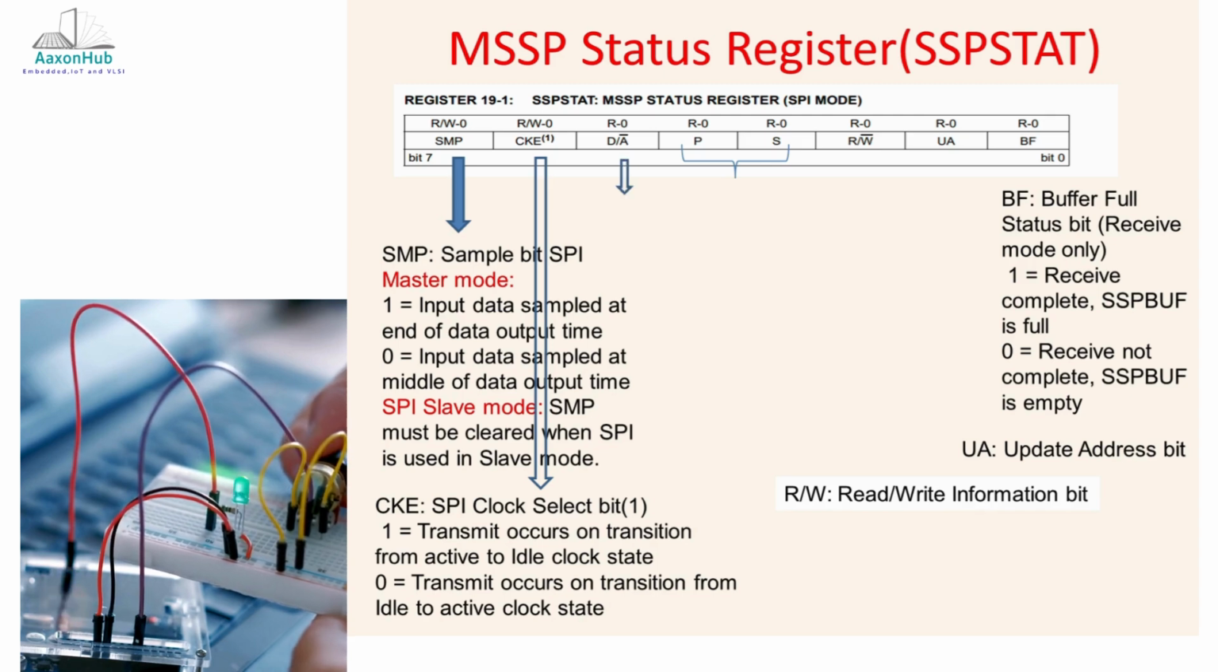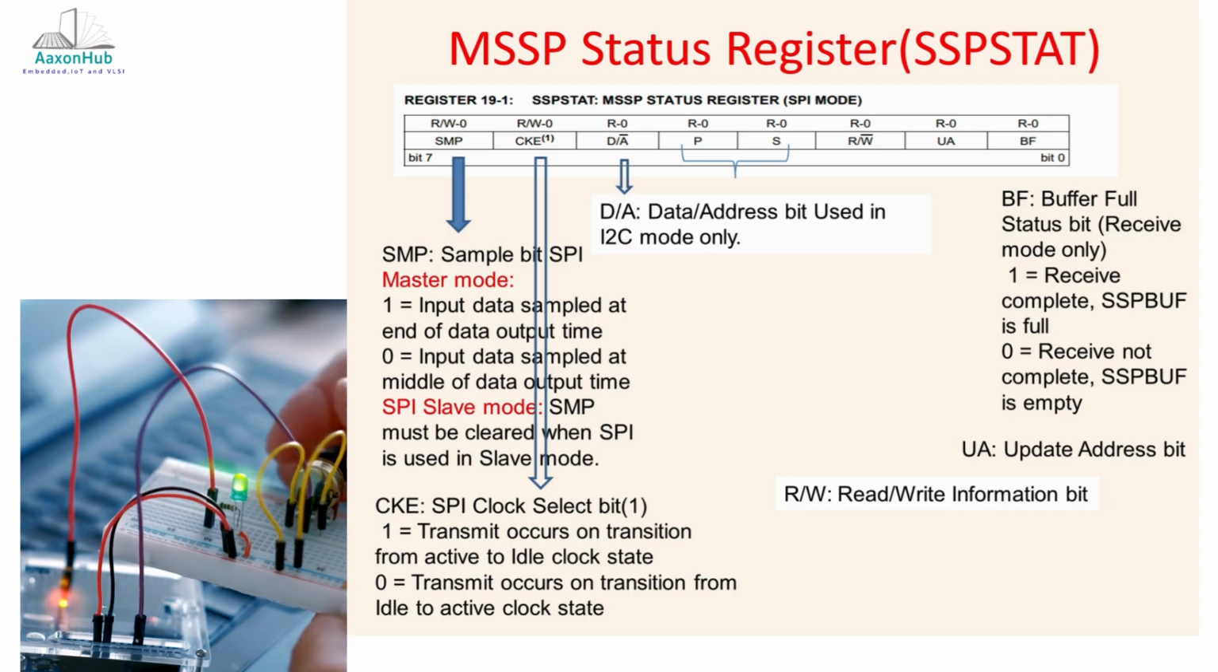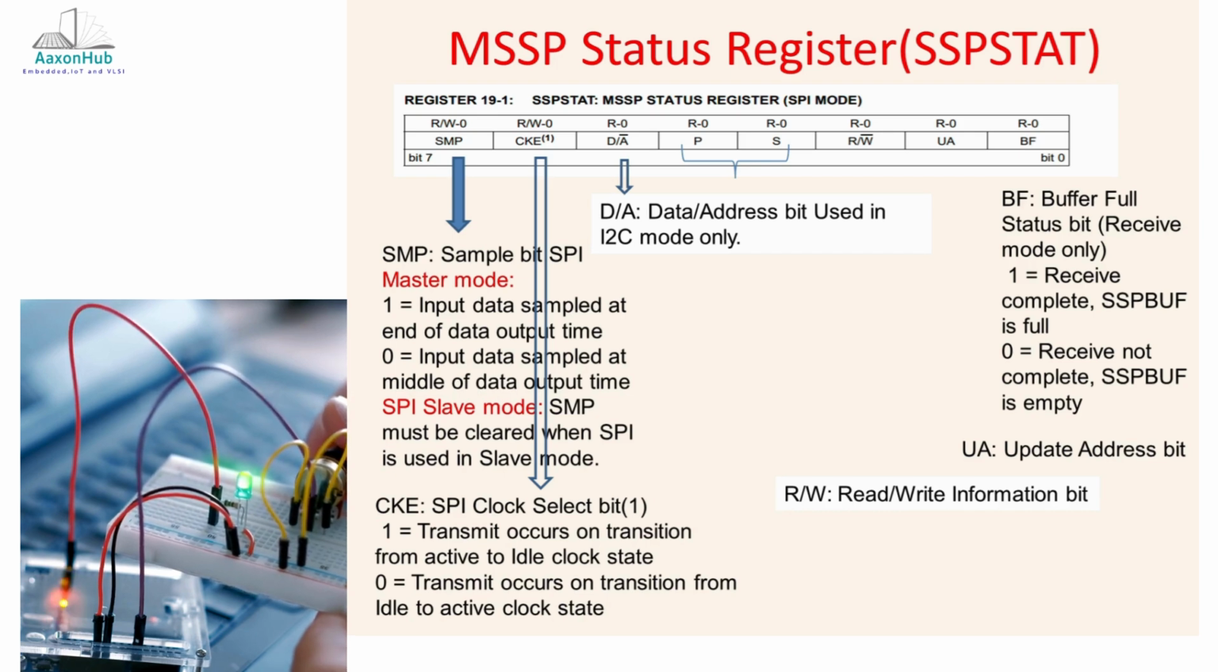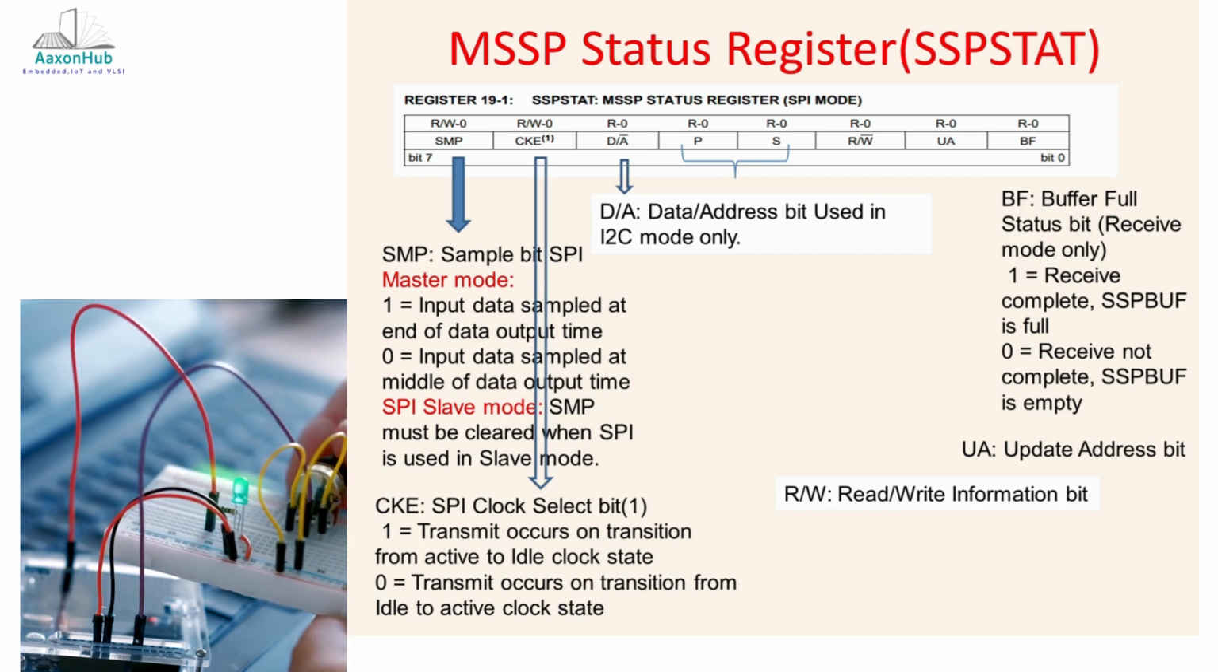D/A bar is nothing but data/address. When this bit is 1, it means data is associated with it. When this bit is 0, it means an address is associated. Now, as this MSSP in SPI mode has only one slave, there cannot be multiple slave addresses generated under SPI mode. So this particular bit is used only in I2C mode. This bit is not used under SPI mode.